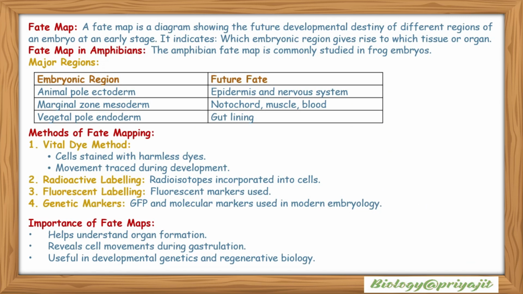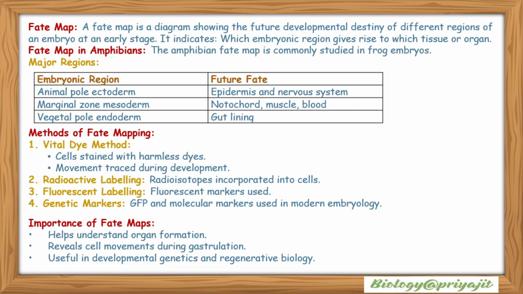Fate map. A fate map is a diagram showing the future developmental destiny of different regions of an embryo at an early stage. It indicates which embryonic region gives rise to which tissue or organ. Fate map in amphibians. The amphibian fate map is commonly studied in frog embryos. Major regions: embryonic region and future fate. Animal pole, ectoderm, will form the epidermis and nervous system. Marginal zone, mesoderm, will form notochord, muscle, and blood. Vegetal pole, endoderm, will form the gut lining.